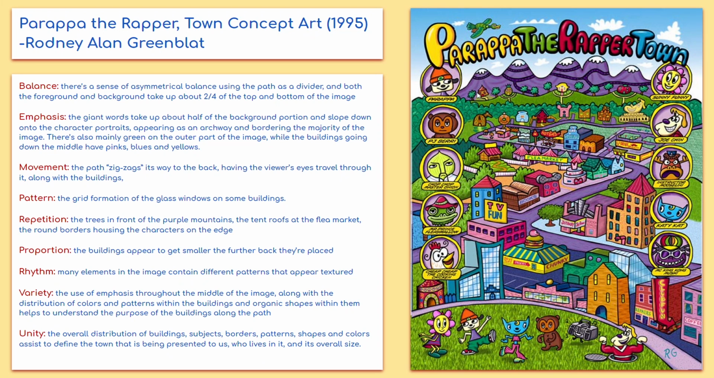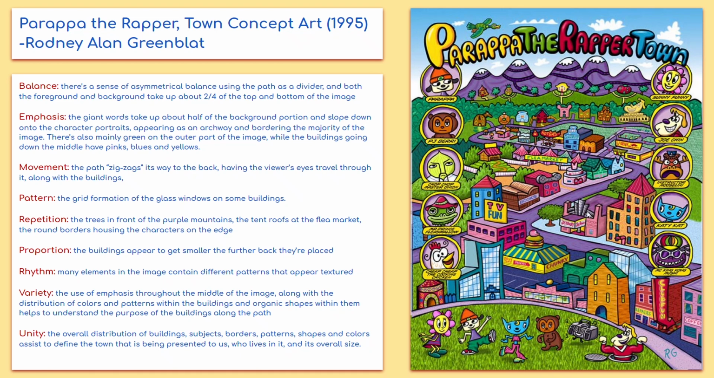With repetition, we see it within the trees right here along the mountains. The same size, but they're placed differently along, so it kind of guides your eye through that squiggle. We also see little elements of the building, so right here where the tents are, the pointy triangular roofs of the flea market tents. We see it right here too with these little bits.